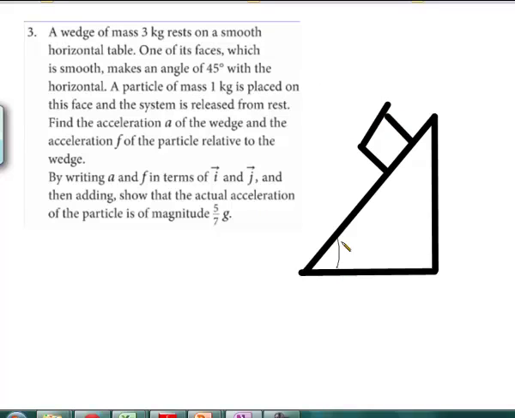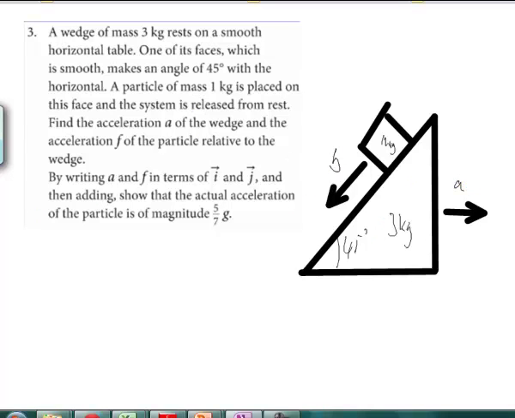What we know is that this is 45 degrees. And we're told this is 1 kilogram. And this one here is 3 kilograms. What's going to happen basically is that this particle is going to slide down with an acceleration we'll call B, while the wedge moves to the right with an acceleration we'll call A.